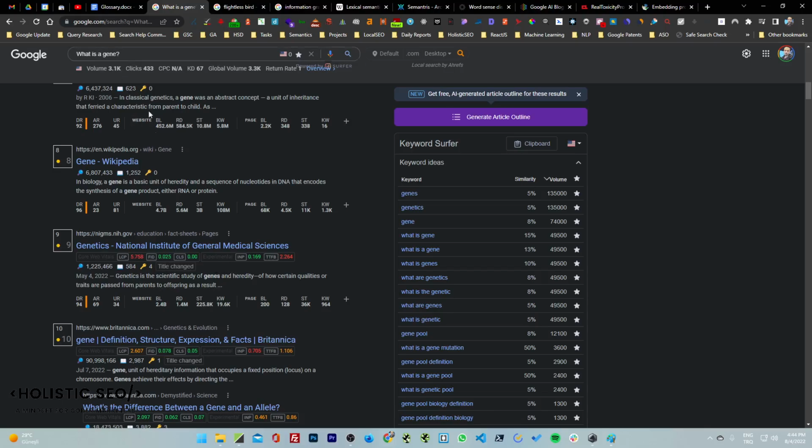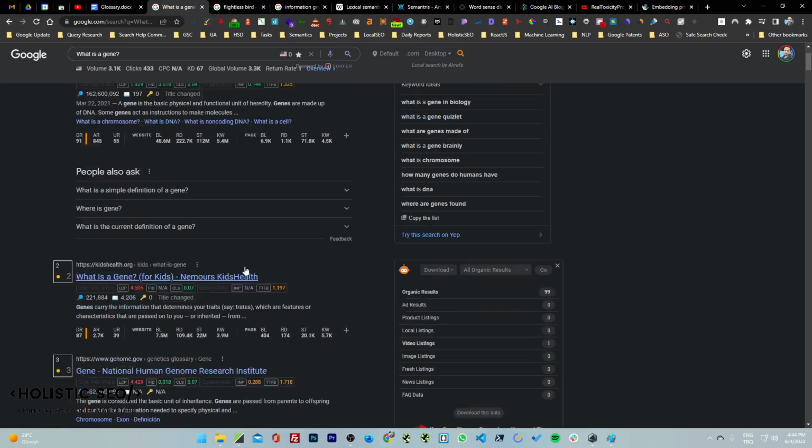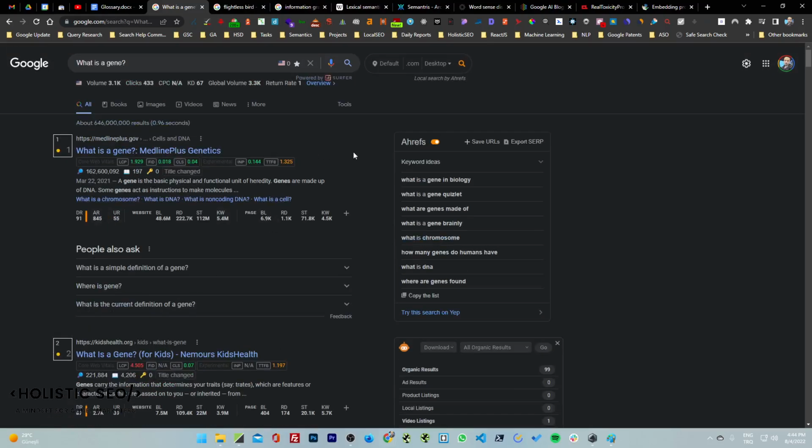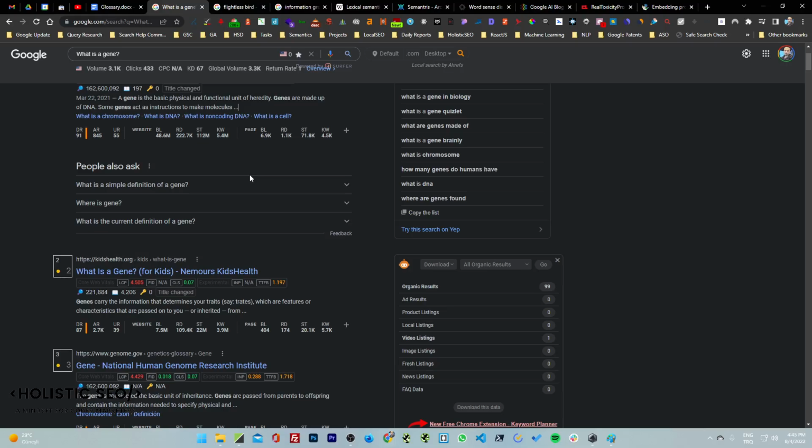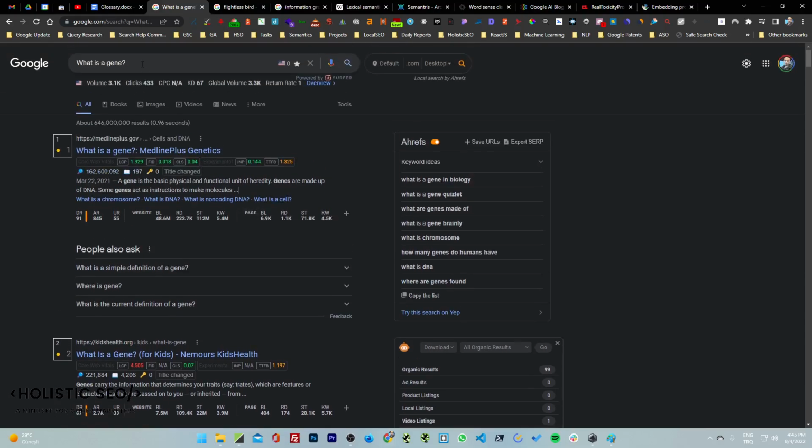And when you look at here, they just bold continuously gene or genes. So it means that there is no featured snippet here that they serve. At the same time, they don't bold words like physical, functional, heredity, or other related words. It means that they are not that sure of the answer. And that's why they are just bolding the related specific query term rather than the answer terms.